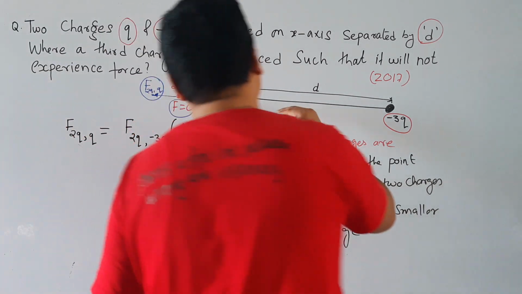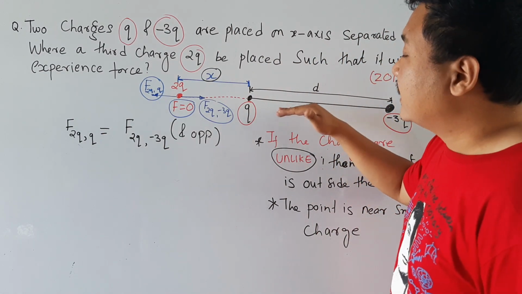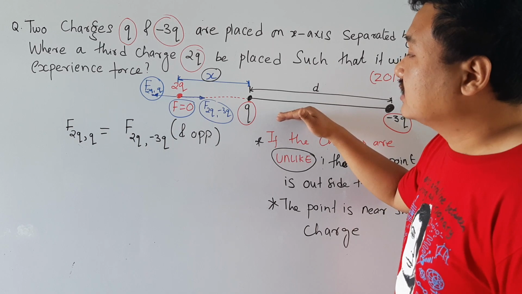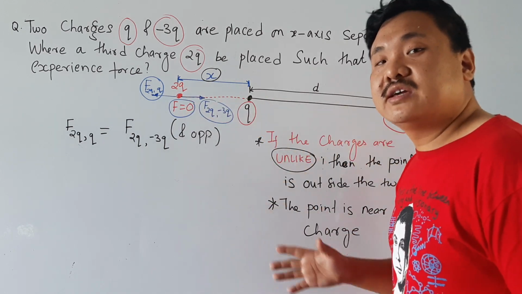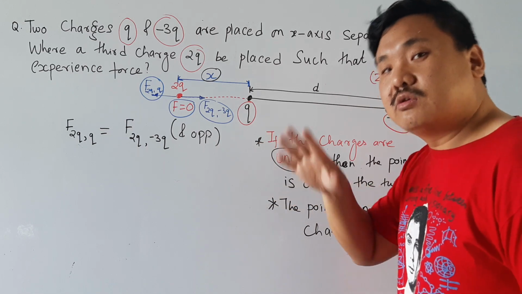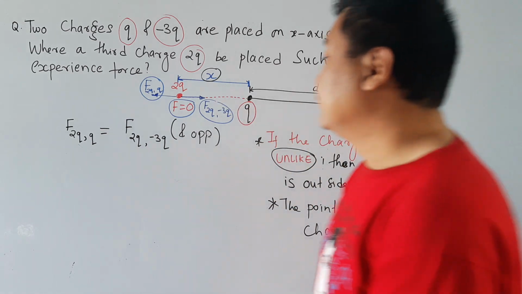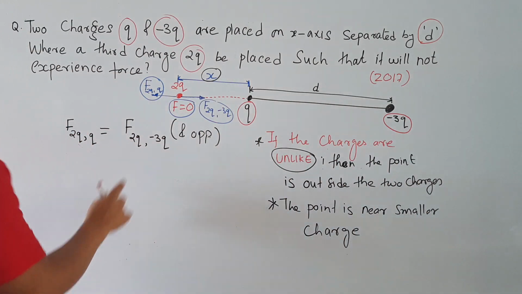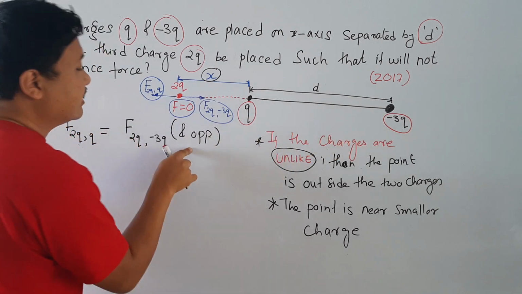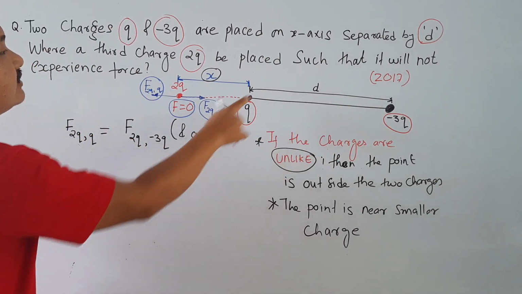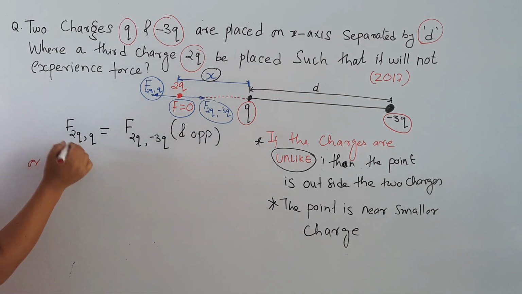This is a very important diagram. If somebody asks this on the board and you keep this point here, then half your marks will be gone. Understood? So these are very important. The force between this and this should be equal to the force between this and the opposite, and then there will be no force.